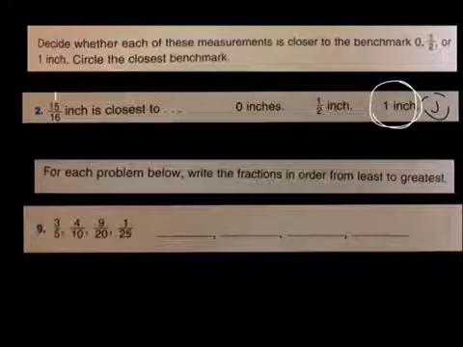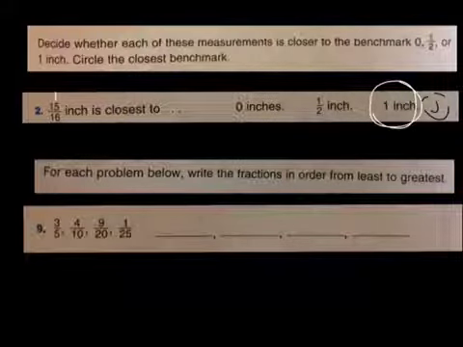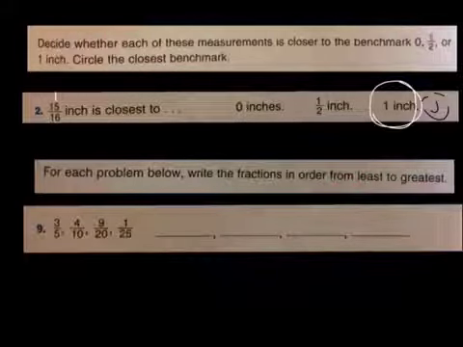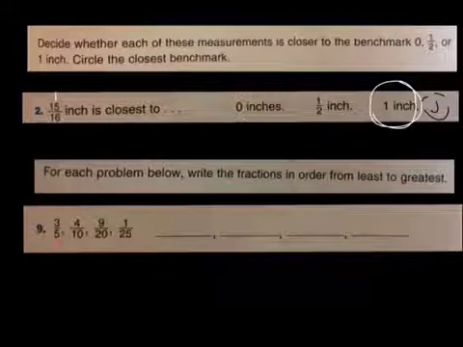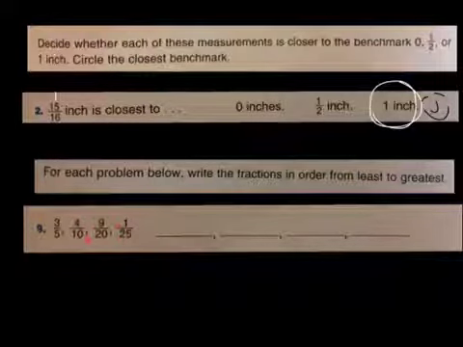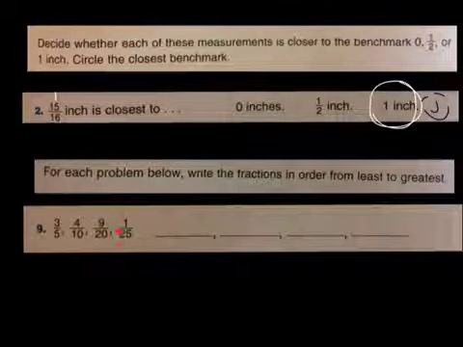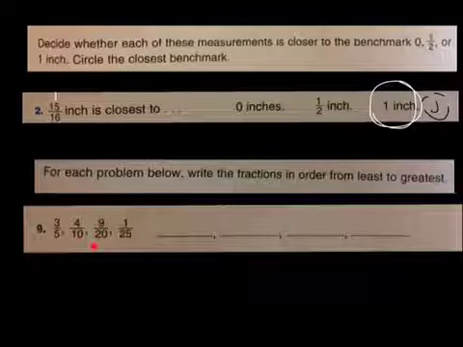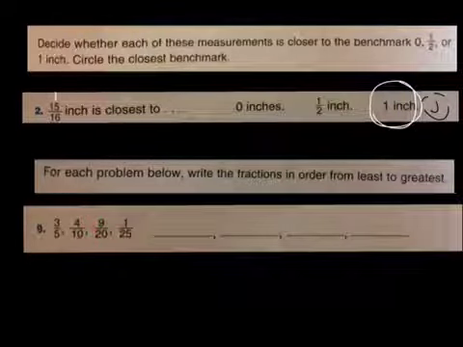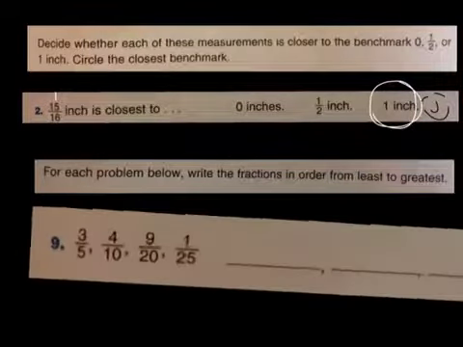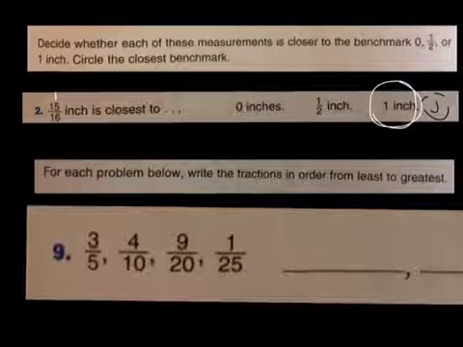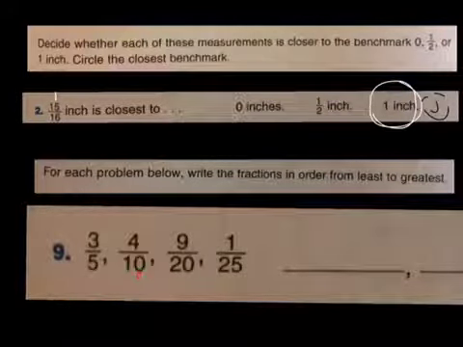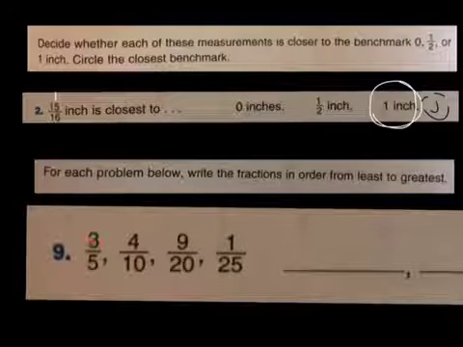Okay, number 9. On the same page. For each problem below, write the fractions in order from least to greatest. Now remember, we can look for benchmarks or landmarks, okay, on there. I can see that 1/25 is a very tiny number, 1/25. 9/20 is just under half, because 10/20 would be half. Let's make that a little bigger for everyone to see. 4/10 is just under half as well, okay? And 3/5 is just over half.